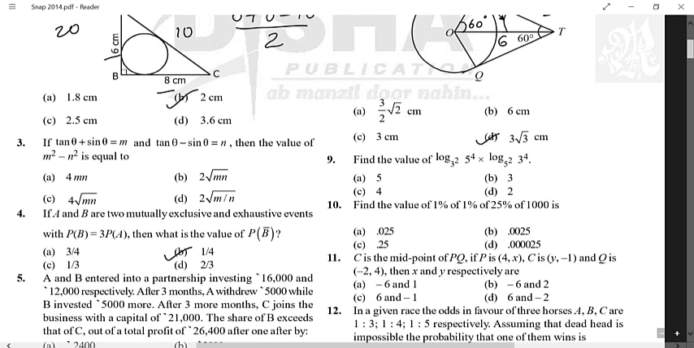Okay. Now value of logs. Now logs, very basic thing. If you notice carefully, 3 square is the base here and 3 raised to 4 is the number here.